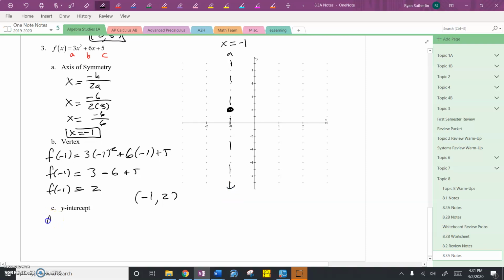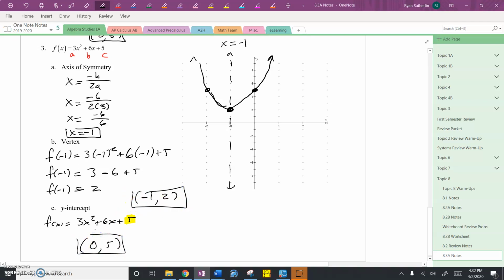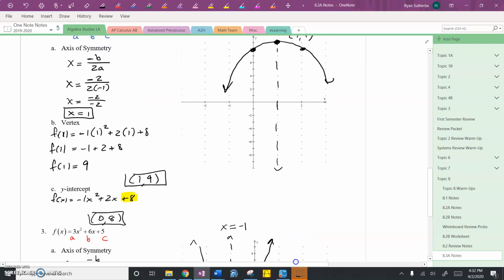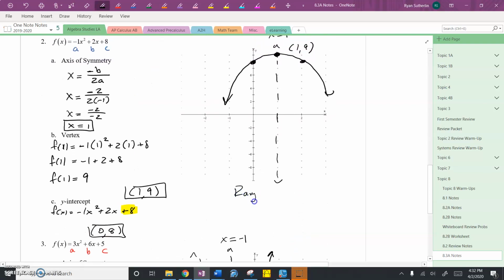And the y-intercept, we take our equation, and the y-intercept happens when x is 0. And so again, the only thing without an x is the 5. So I've got 0, 5. And then I just go to the other side here, get my symmetry point, and we have our parabola. And we can go back for these parabolas, and now we can find the range for each one. So if I look at number 2, for instance, for the range of this one, because we know the domain is always all real numbers. That never changes. The range is what changes.